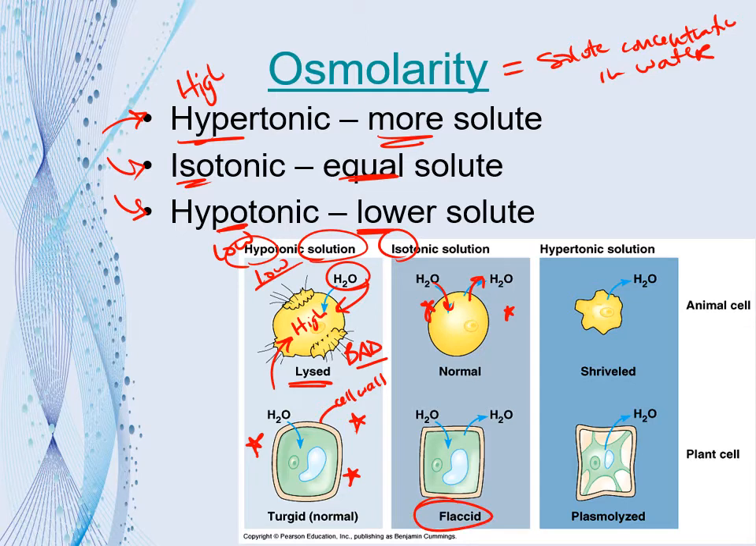Our plant cells, they don't really like this isotonic solution. They're going to start to get a little limp. They're going to get flaccid. They're going to lose some of their volume. And the plant is going to start to wilt.